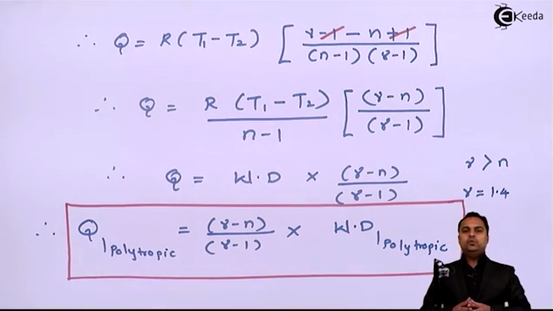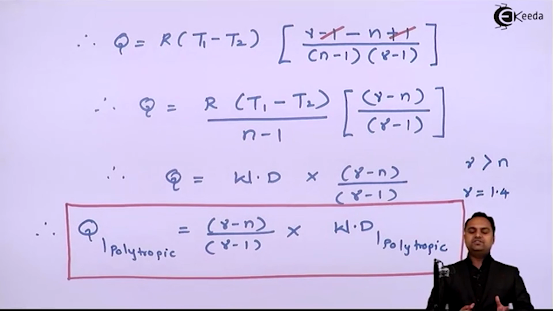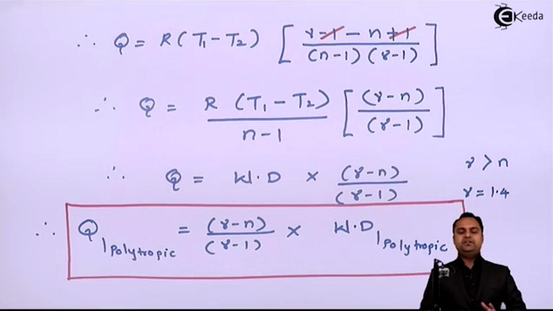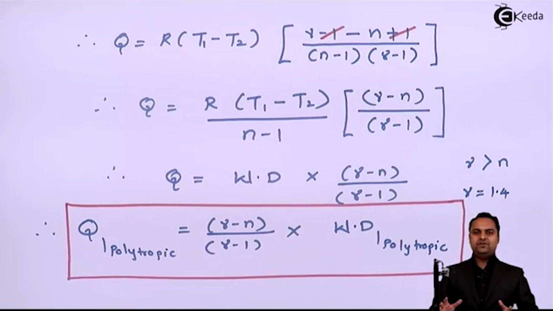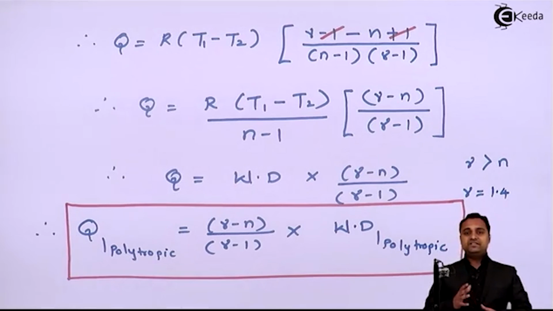So in this video we have seen a polytropic process in detail along with all the relations of pressure, volume and temperature, work done, change in internal energy, and finally the heat transfer. As compared with the reversible adiabatic process, where heat transfer is zero, here we will be having a value of heat transfer, and this is the actual process.